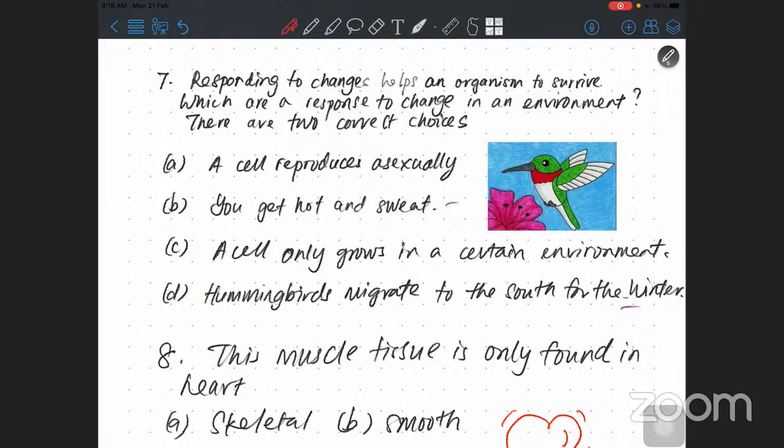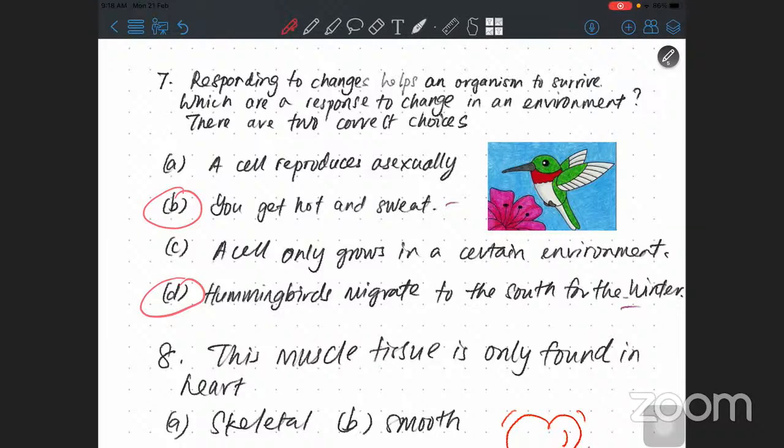Number D, hummingbirds migrate to the south for the winter. Okay, hummingbirds, they migrate. So I think we'll get the answer, which is B and D.